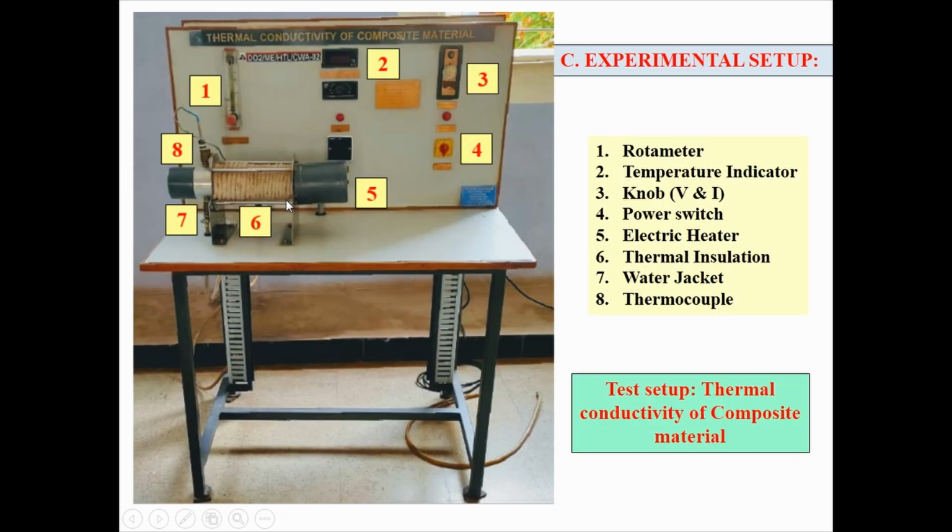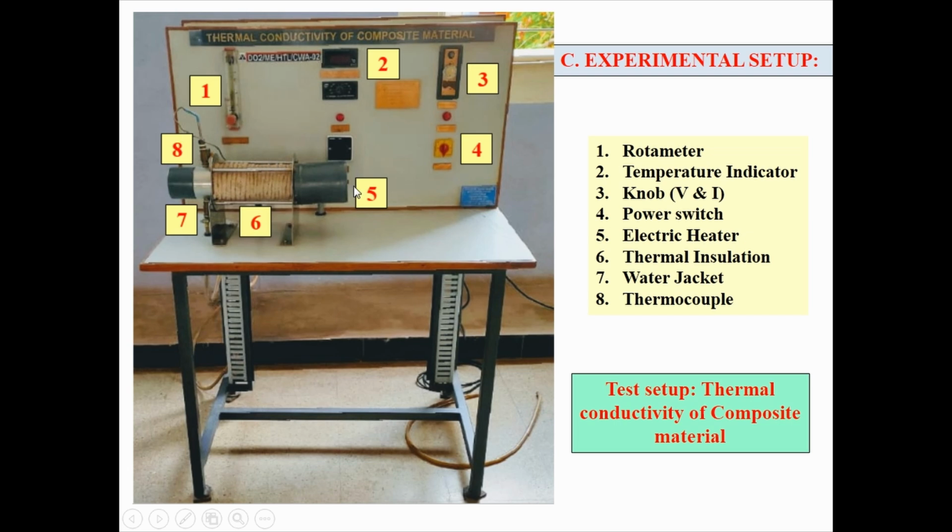Now this is our experimental setup that we have in our laboratory. First I will tell the names of the parts of the experimental setup. First one, rotameter, temperature indicator, knob which is used to vary the voltage and current, power switch button, electrical heater, thermal insulation, water jacket and thermocouples.